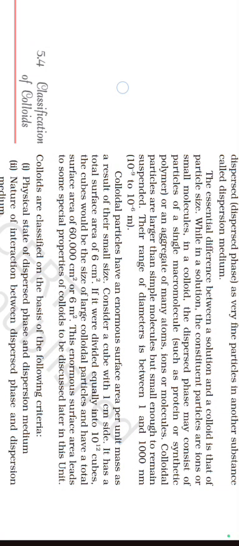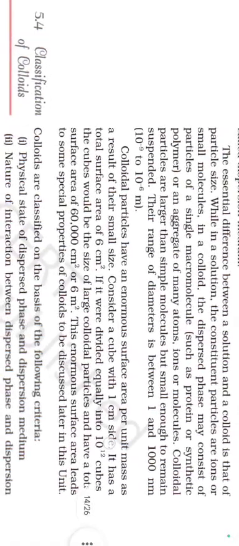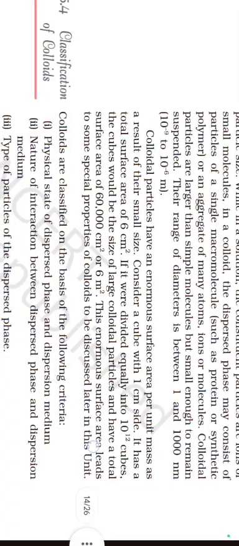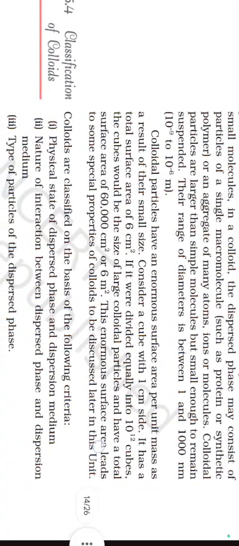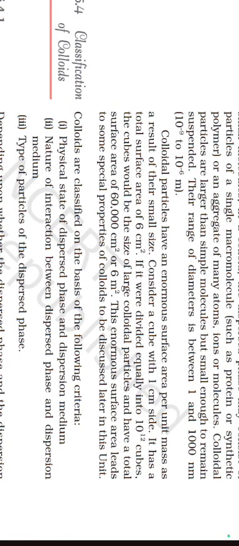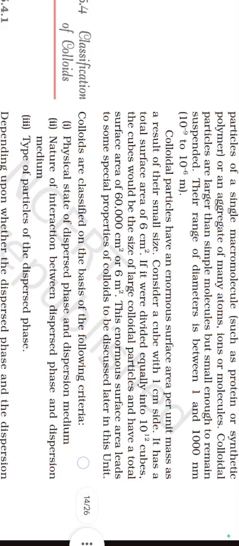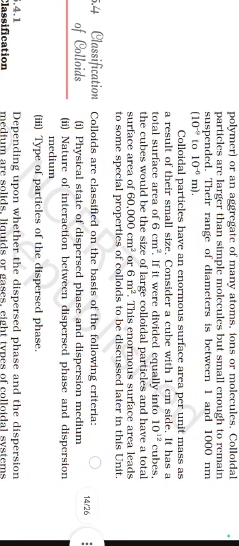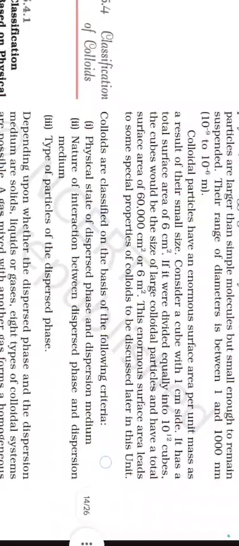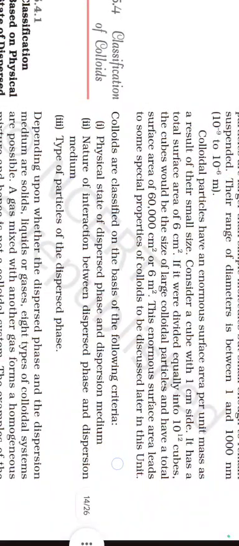The essential difference between a solution and a colloid is that of particle size. While in a solution the constituent particles are ions or small molecules, in a colloid the dispersed phase may consist of particles of a single macromolecule such as a protein or synthetic polymer, or an aggregate of many atoms, ions or molecules. Colloidal particles are larger than simple molecules but small enough to remain suspended. Their range of diameters is between 1 to 1000 nanometers, 10⁻⁹ to 10⁻⁶ meter.